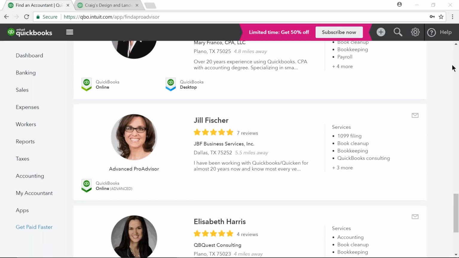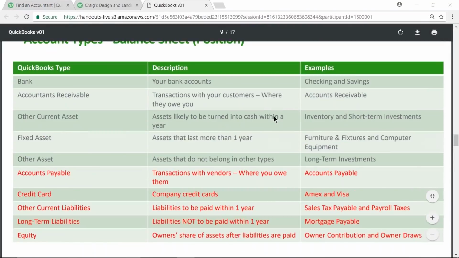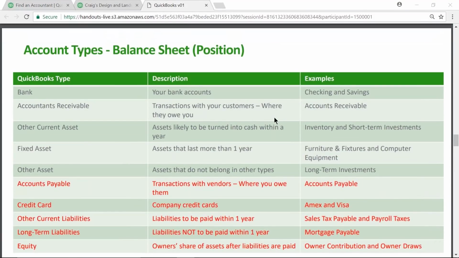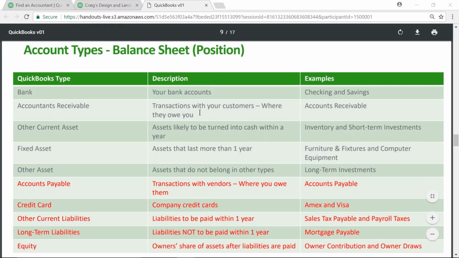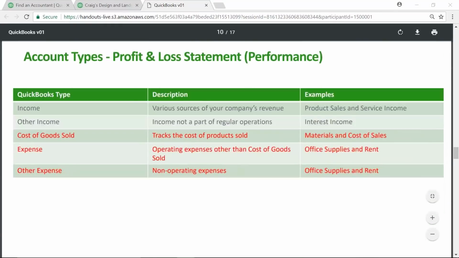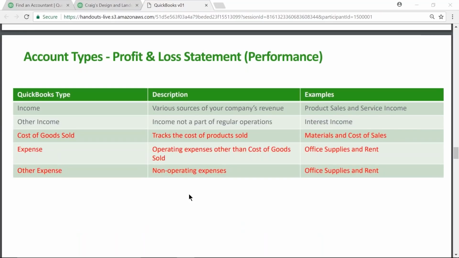There is in that handout a little section right here called Account Types Balance Sheet, and it has a QuickBooks type. So these are the types of accounts. Then it also has the description, so basically a rundown of what that account does, what it's used for, and then examples of why you would want to use that. It's got all these for the balance sheet, and then it's also got one for the profit and loss statement right here. So you can use this to also help you understand when to create certain different types of accounts. Those are intended to help you out.